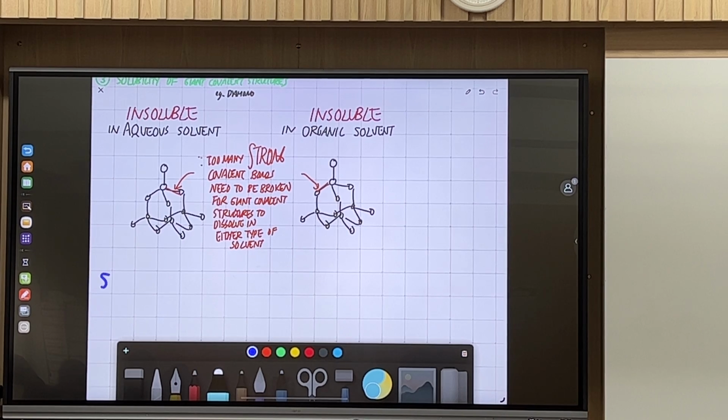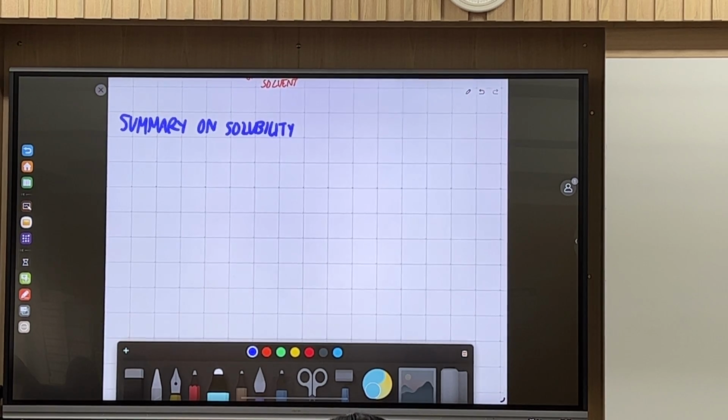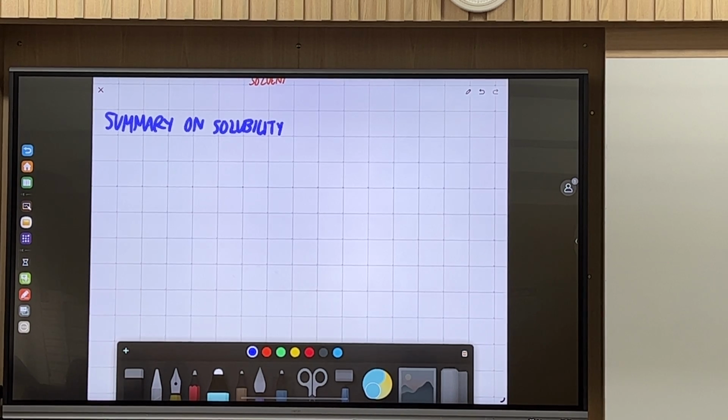So below we have a summary on solubility. All that you need to know is the table here. But I don't like students to just memorize facts. This is why I try to explain it to you. And I think with your ability you can understand it. But now that you understand it, you can just remember those points.